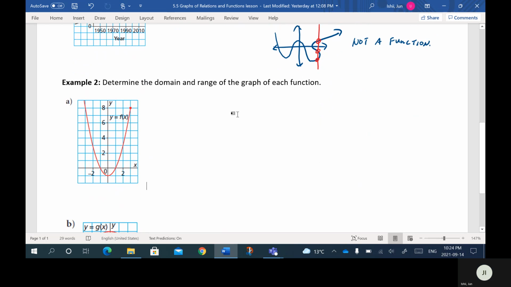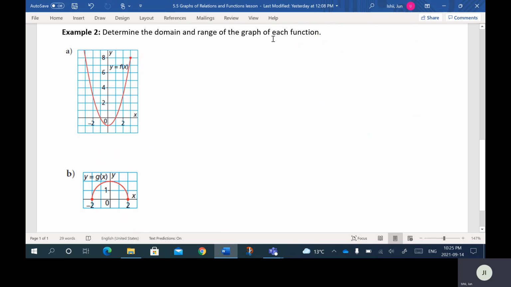Next up, determine the domain and range of the graph of each function. This time we are going to be looking at domain and range. This is a very important concept that you really need to have a strong handle on, not only in this course, but as you move along in Pre-Calc 11 and Pre-Calc 12. Domain is the set of all input values, or in other words, x values, whereas the range is the set of all y values.